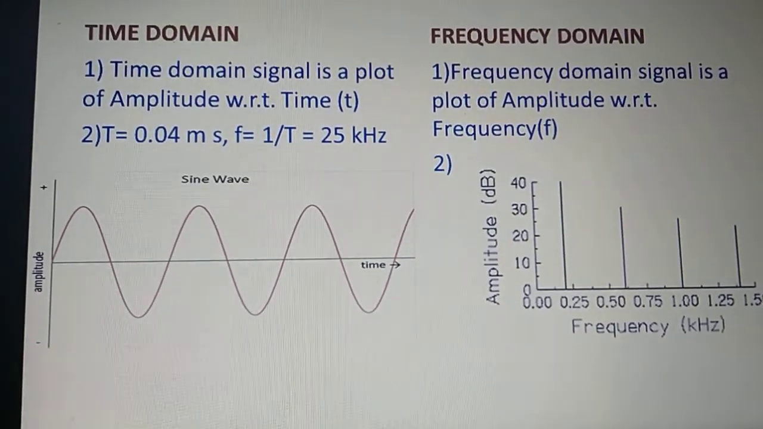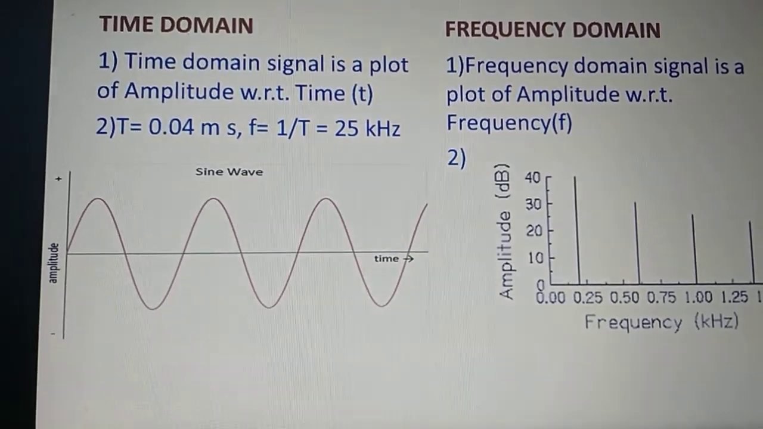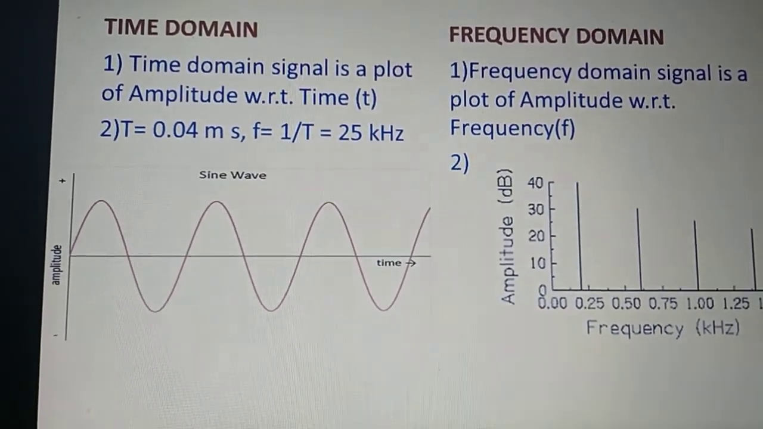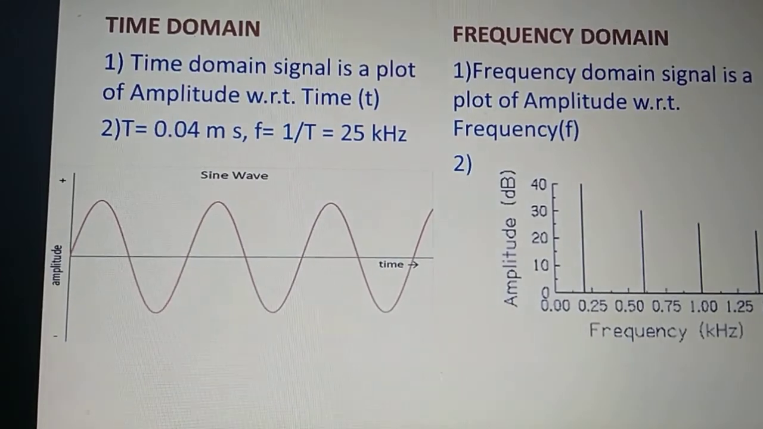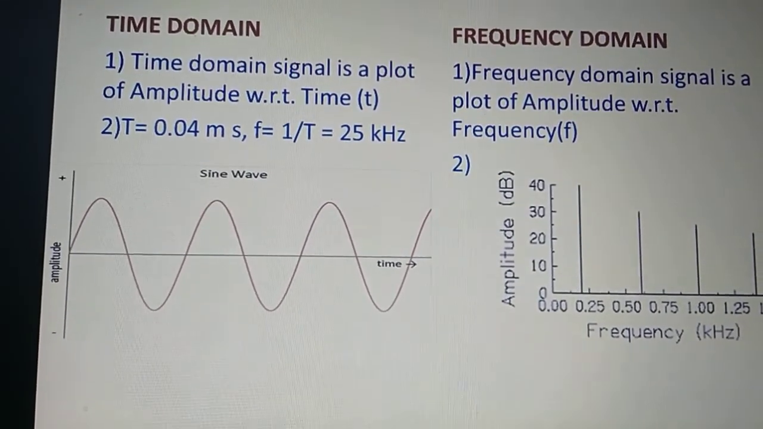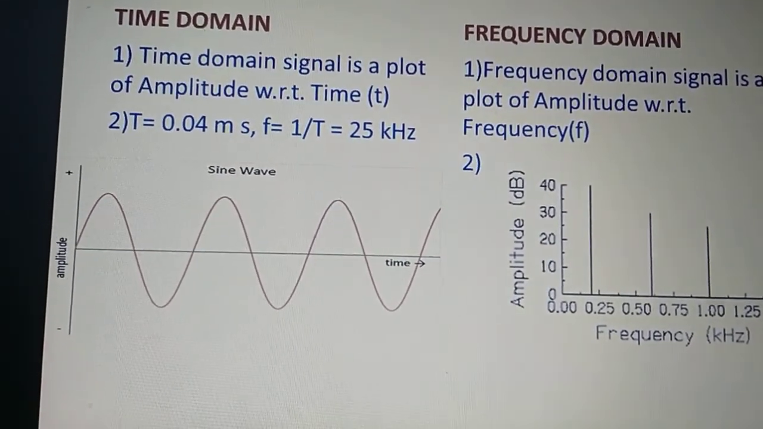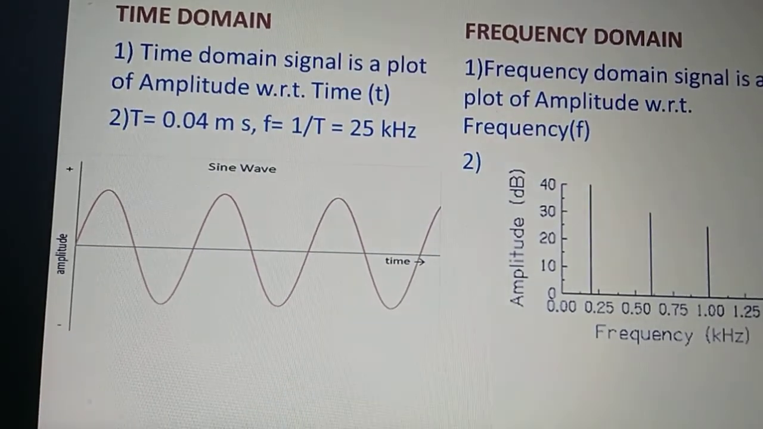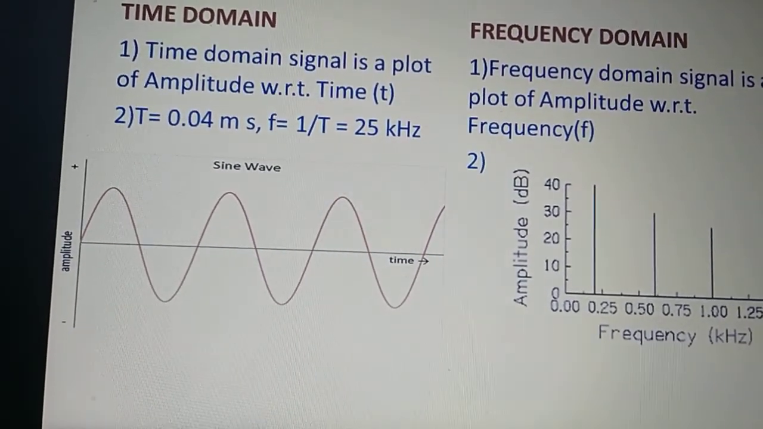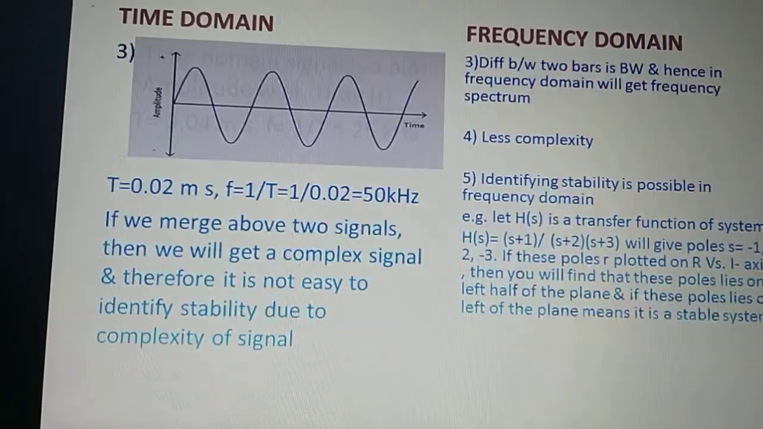Why I have purposefully calculated the frequency here is because I need the same example to explain the frequency domain signal analysis, which is plotted here. Let me go ahead, and then we'll come back again to explain the frequency domain analysis.